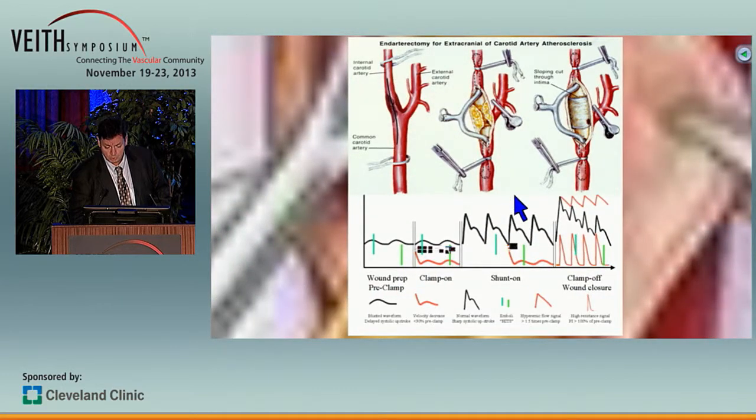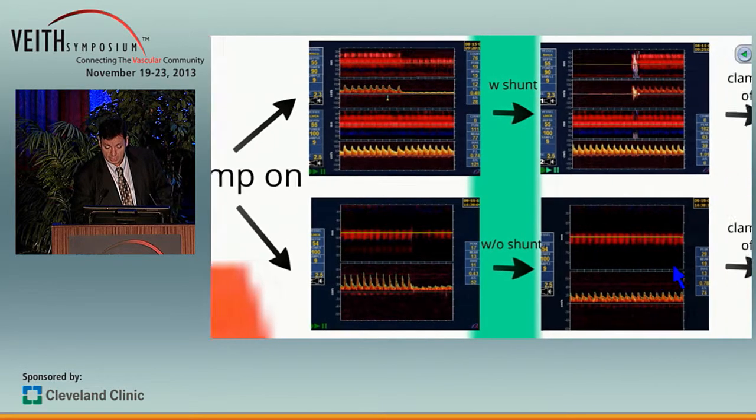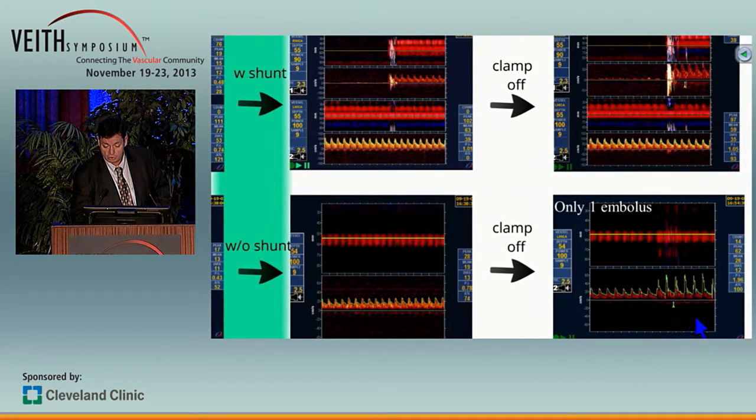When you walk through each step of the CEA, you will see how the flow just disappears when you have no collaterals, but the flow appears and retrieves when there are collaterals, and these are the cases where no shunt is needed. Look at the embolization difference between these two cases, but also at the end of the surgery, there is dramatically decreased embolization with the selective no-shunt cases.